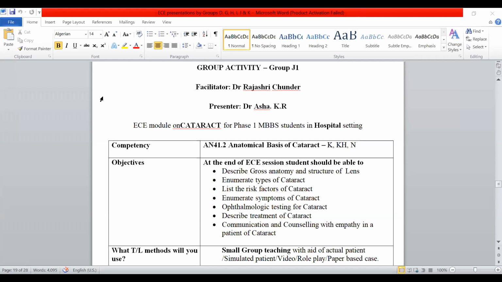So before moving on, what I would like to put into notice is we have to consult with the alignment and integration team for the cataract before designing this ECE module. When we consult this team, it is clearly understood that cataract comes under three departments mainly: the department of anatomy, the department of physiology, as well as the department of ophthalmology.